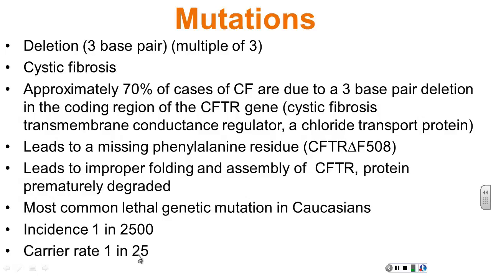So the carrier rate is 1 in 25. We haven't done some calculations yet. We're going to do those probably on Wednesday, and you will be able to tell me how to get this number given an incidence. It's not hard, but that surprises people sometimes. 1 in 25 Caucasians is a carrier for cystic fibrosis. So that means that some of us in this room are carriers for cystic fibrosis, just by random chance. Actually, a significant number of us will be.